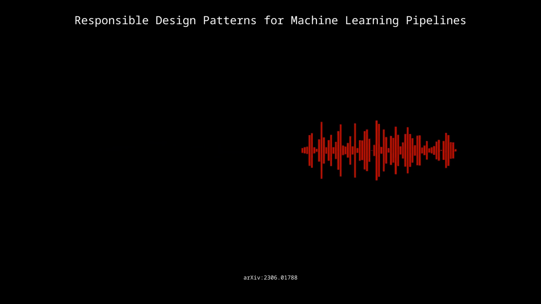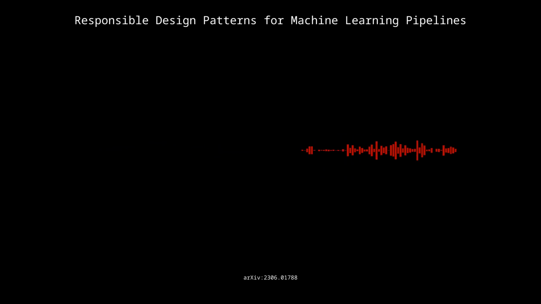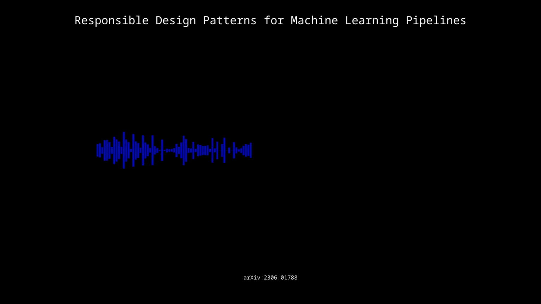Okay, so we've got our ethically sourced and pre-processed data. What's the next step in this pipeline? Training. That's where we are now. And this is where it gets pretty interesting, I think. They propose this idea of an ethical sandbox. So it's kind of like a simulated environment where developers can test their AI models for ethical behavior before they ever deploy them in the real world.